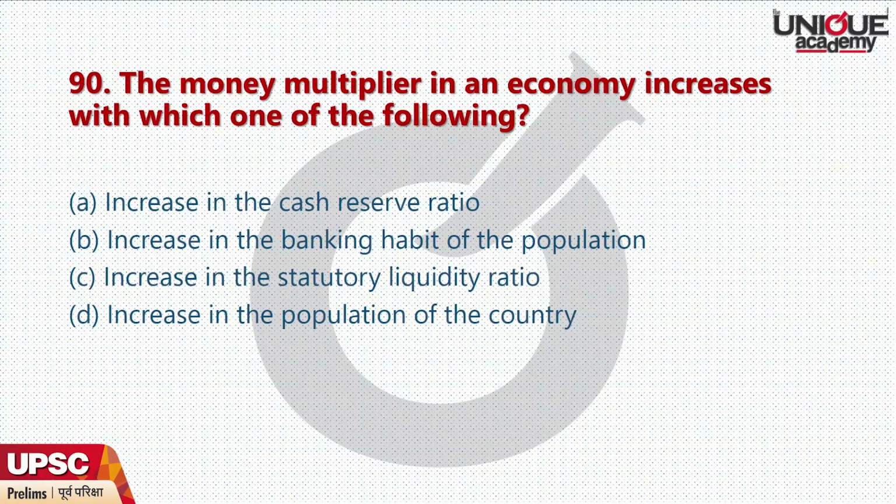Coming to question 90. 90 is a very interesting question. The money multiplier in the economy increases with which one of the following? Now see, when you talk about the money multiplier effect, let me explain briefly what it is. It basically means money creates money. How does money create money? Let us say RBI has 100 rupees. RBI will say, of these 100 rupees, I don't need all of the 100 rupees. 10 rupees is more than sufficient.